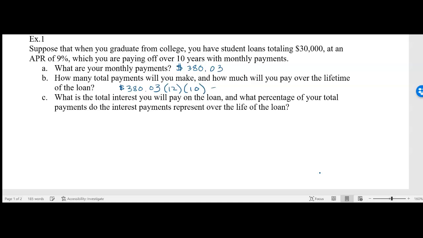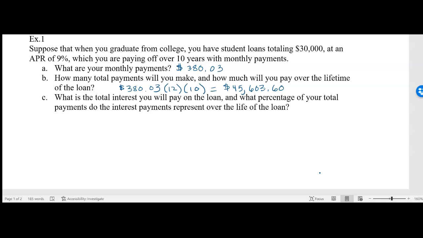Now, this is provided you're not paying anything extra. You're just making your monthly payments, 12 a year for 10 years. Multiply all of that together, and we get $45,603.60. That's how much you're going to be paying in total after borrowing $30,000 up here.